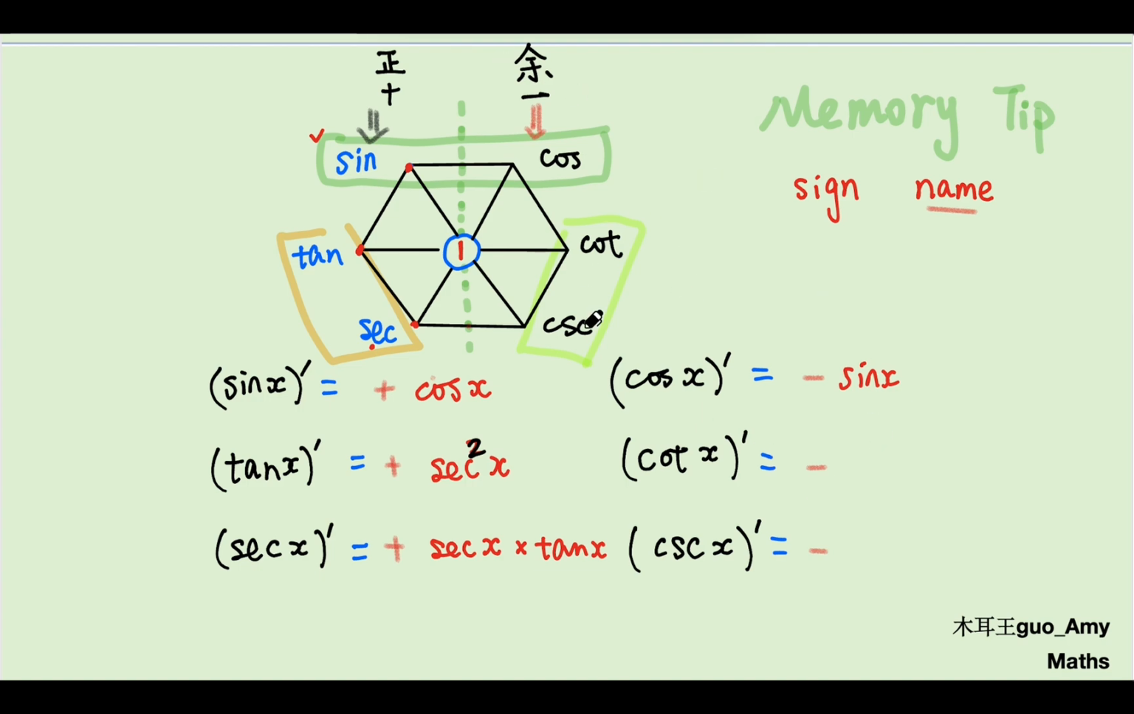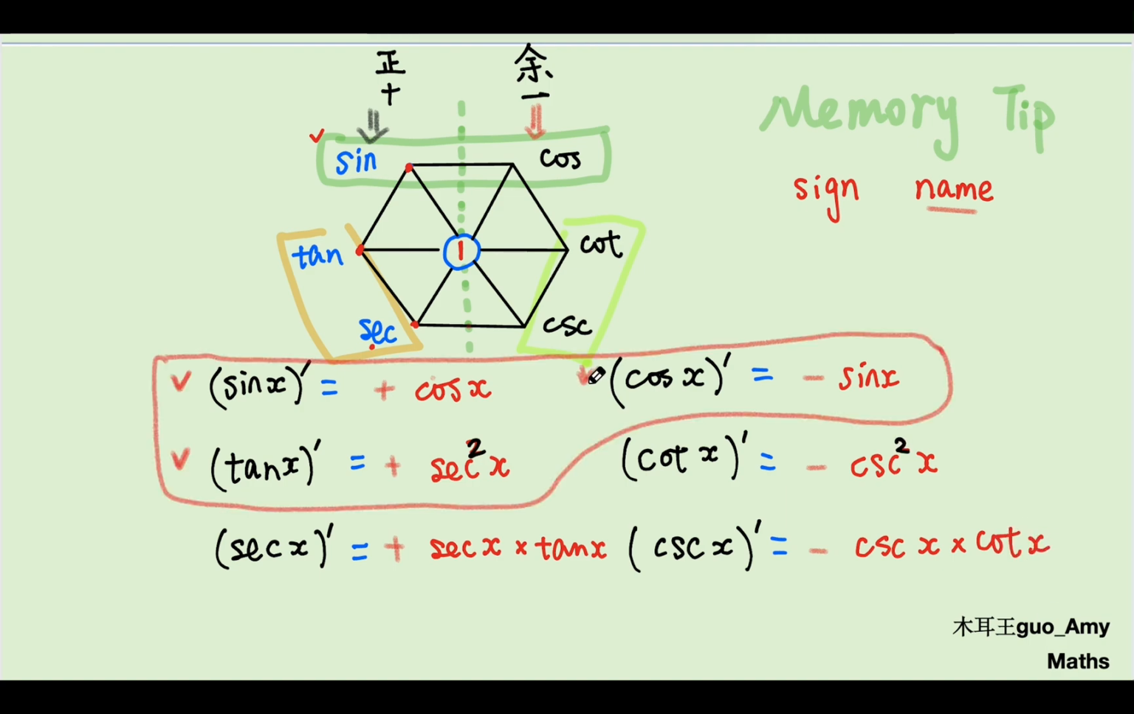Similarly, for the third group, for cot x, the derivative will be negative cosec squared x. And for cosec x, the derivative will be negative itself times the other one in the group, which is cot x. According to our syllabus, we mainly focus on these 3 functions' derivatives.